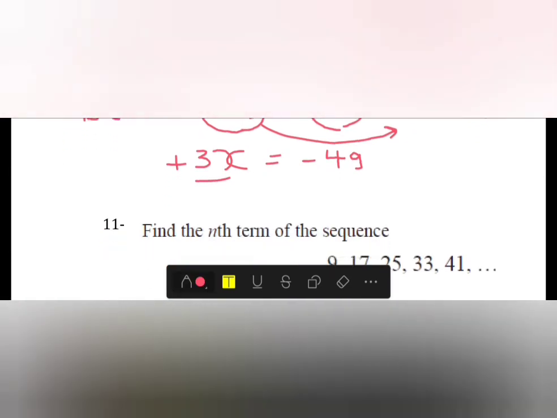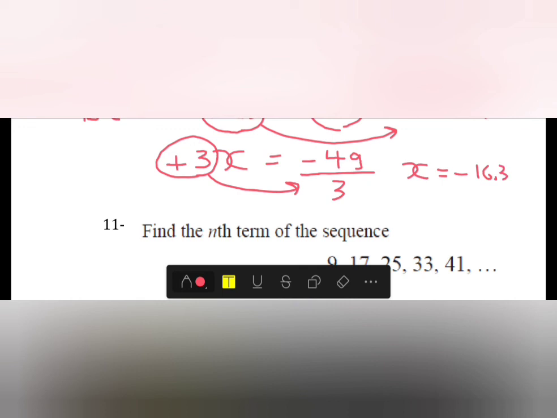Now, after this, what happens here? Here we have 3 multiplied by x. So when I take it to the other side, it's going to be divide. So I'm going to take the 3 to the other side here. So it's going to be divide 3. So x will be negative 49 divide 3. So I'm going to divide them by each other. 49 divide 3 equals 16.3. So x equals negative 16.3. And this is the value of x after finding or working out everything.